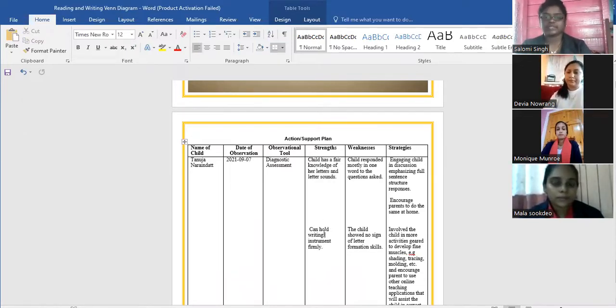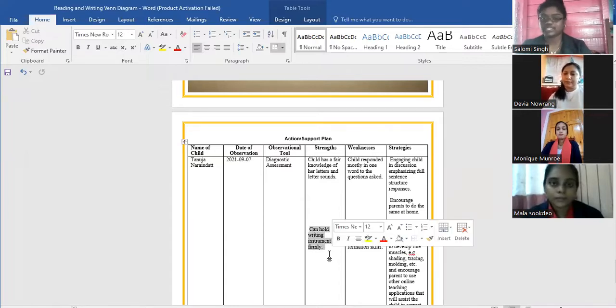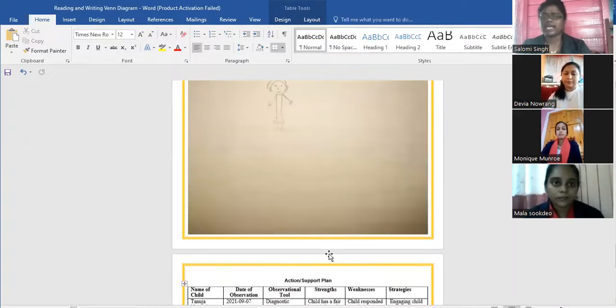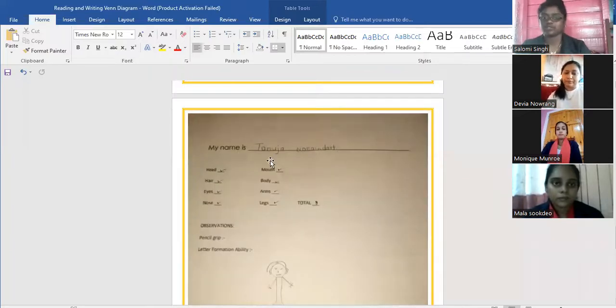Good. And a next trend that was identified when it comes to writing is that she could hold the instrument formally. Let's see here, by looking at the way she's writing, do you think that she was able to hold the instrument, the pencil, formally?